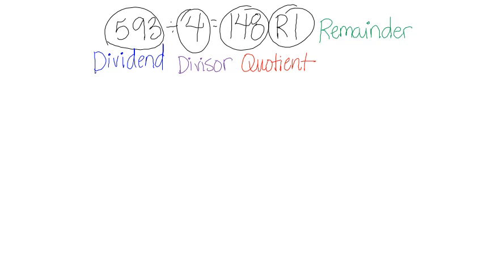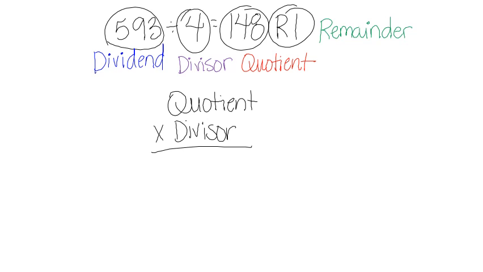Okay? So in order for us to check our problem, we have to know what our parts are so we know what we're multiplying. When you check your problem, you always multiply the quotient times the divisor. And if you have a remainder, you have to add your remainder. If you have worked out your problem correctly, your answer in the end should be your dividend. Okay, let's see if we worked out this problem correctly.